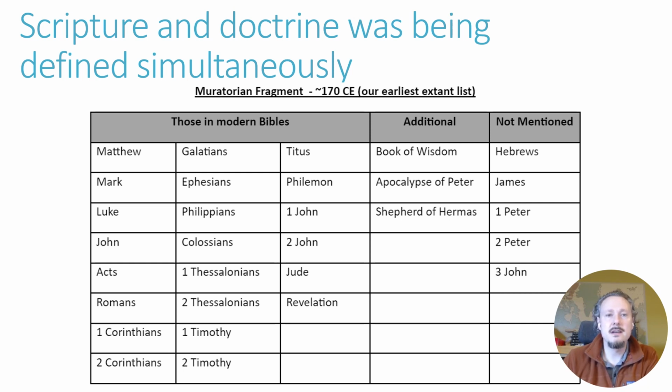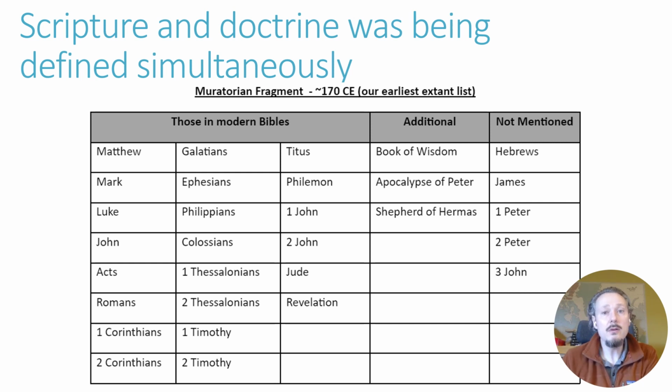You can see the list of books in the Muratorian Fragment here in this table, and you'll notice that only a few books, Hebrews, James, 1st and 2nd Peter, and 3rd John, are not listed in the Muratorian Fragment as books that the Church considers accepted teachings or Scripture.